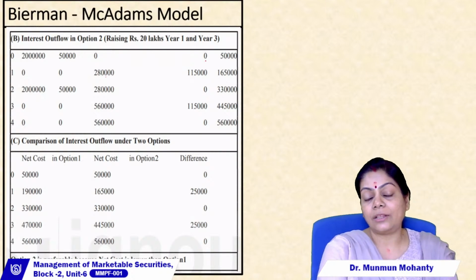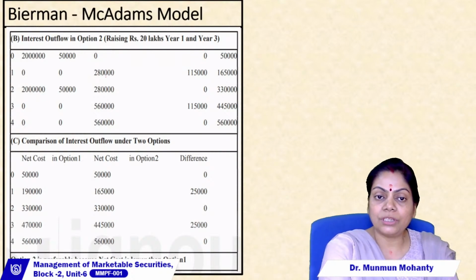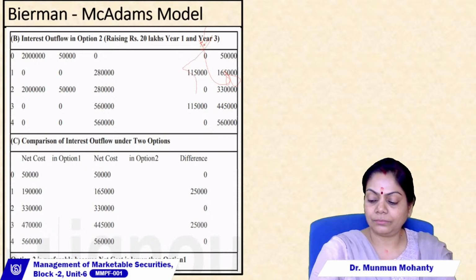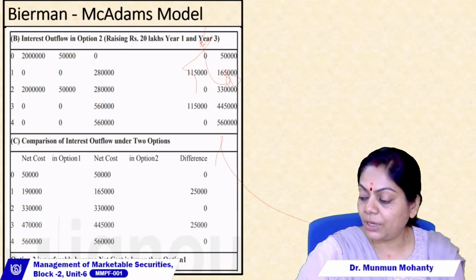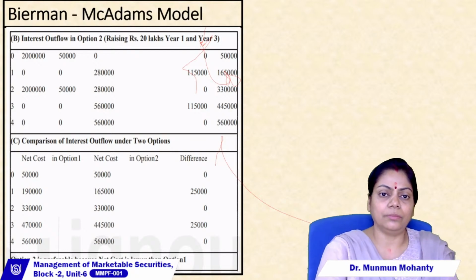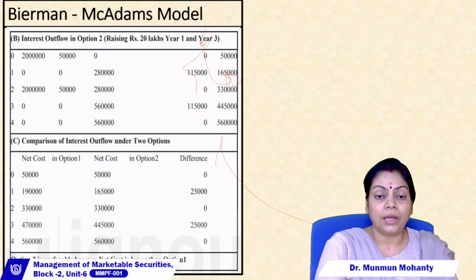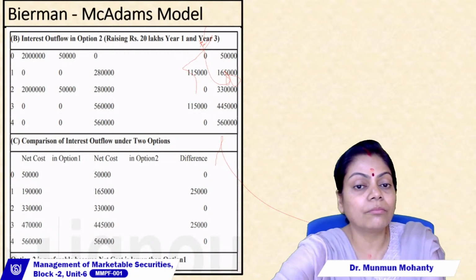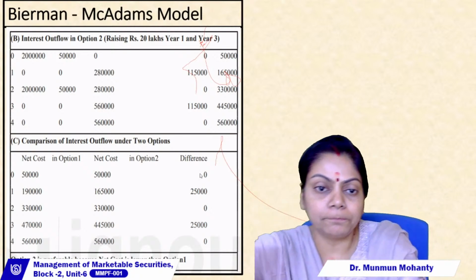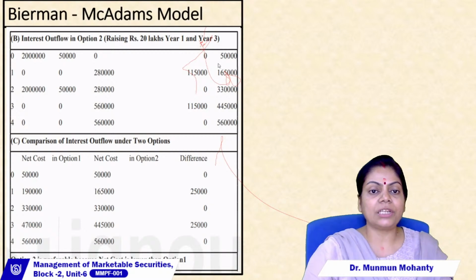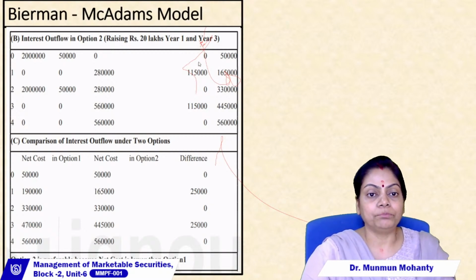Okay. Now here another interesting thing happens. This is your income column. This is your income from the interest. Now what we are doing is, this figure is your interest. First year there is no investment.